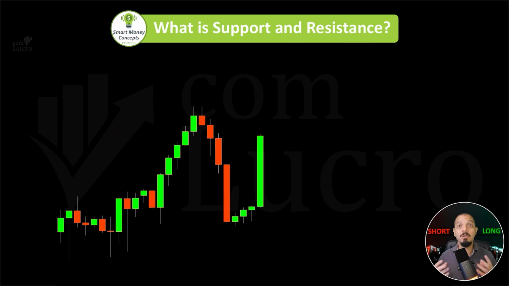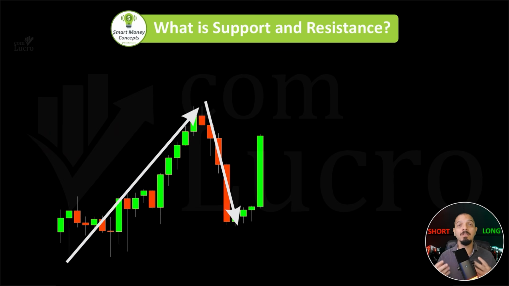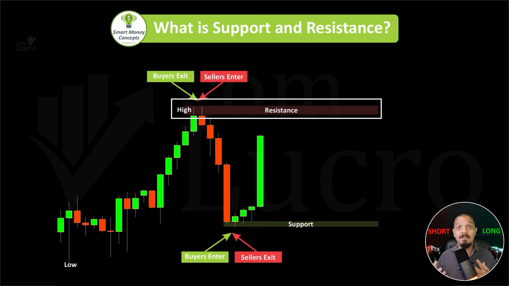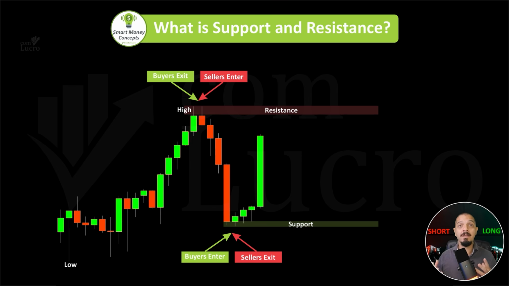On the chart, you can see the price pushing up, hitting a certain area, and reversing. This area is known as resistance, indicating that sellers have initiated short positions while buyers have closed their long positions, causing the price to reverse. Similarly, when the price pushes down, hits a particular area, and reverses, it creates a support zone. This indicates sellers closing their short positions and buyers opening long positions, which causes the price to reverse from this area.